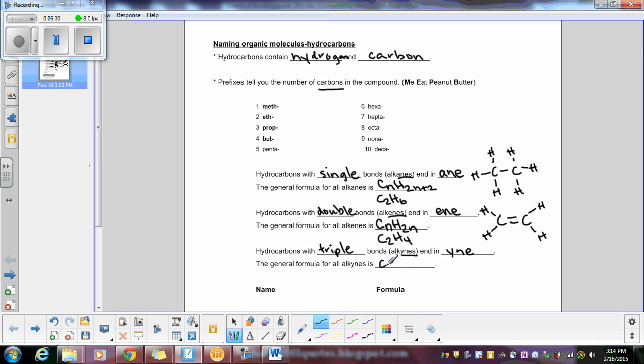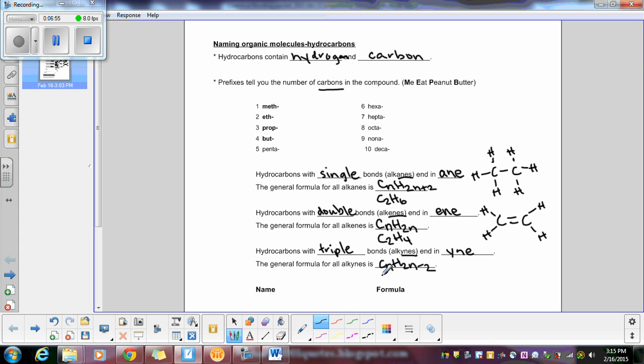The formula that we're going to use is CnH2n-2. Again, n comes from our prefix. That tells us the number of carbons. To find the number of hydrogens, we're going to take 2 times the number of carbons minus 2. So now, because I have a triple bond, which is even stronger than a double bond, I'm going to end it in "-yne", and these are my alkynes.